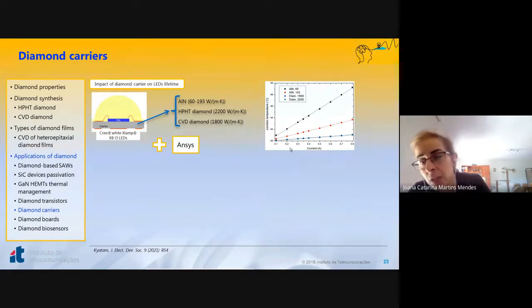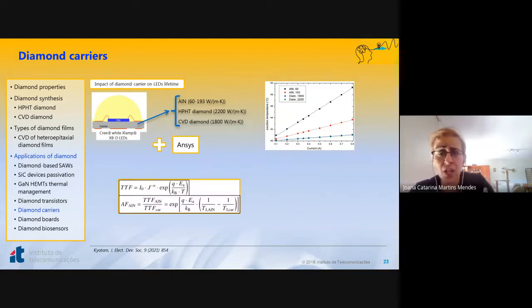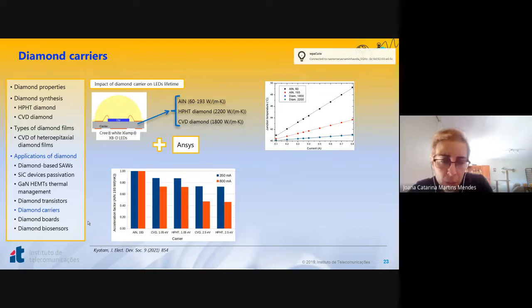And curiously, we can see that the temperature is more or less the same whether you use single crystal diamond or polycrystalline diamond. But these values themselves don't tell us much, so we use the Black model to estimate the acceleration factor so that we can have an estimate of the improvement of replacing the aluminum nitride carrier with diamond. And this is what we got.